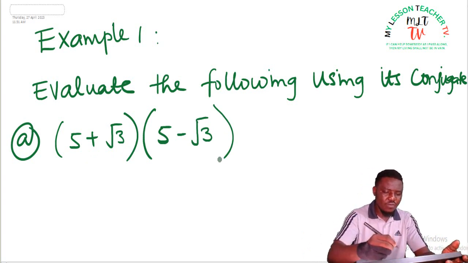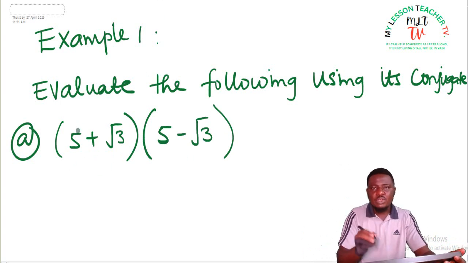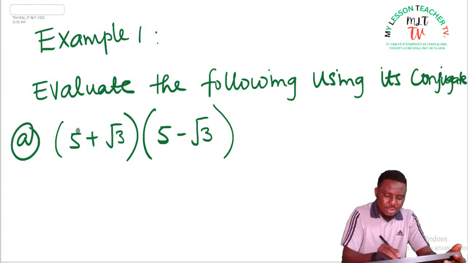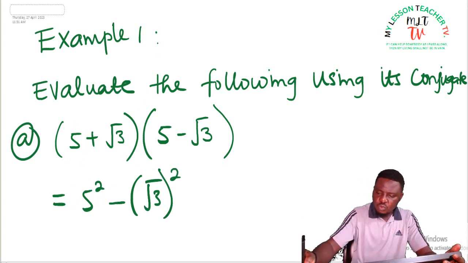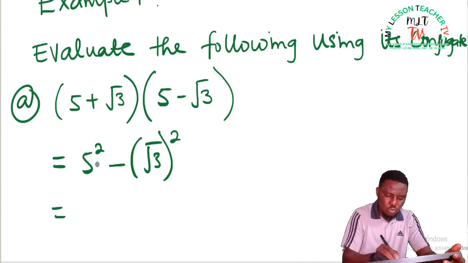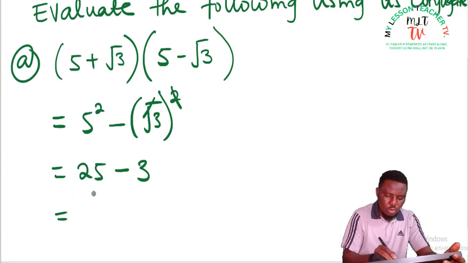Remember, the idea of difference of two squares says if you multiply a surd by its conjugate, it gives you the square of the first term minus the square of the second term. So this will be equal to 5 squared minus root 3 squared. 5 squared is 25, minus root 3 squared. The square will cancel the square root, giving us 3. And when you subtract, 25 minus 3 is 22.